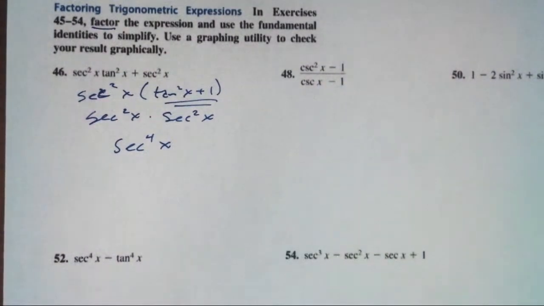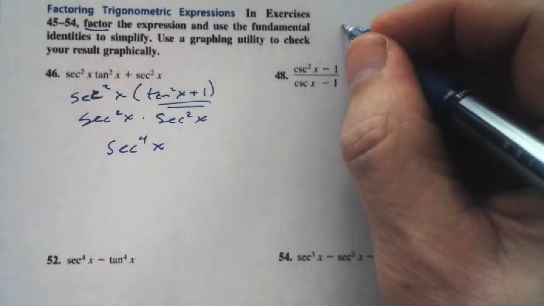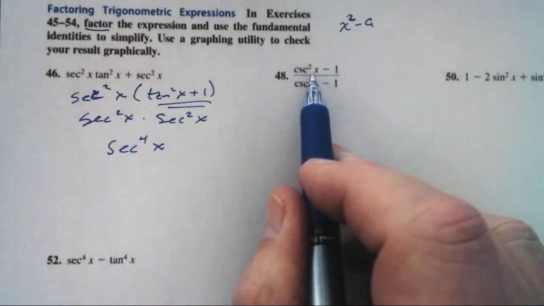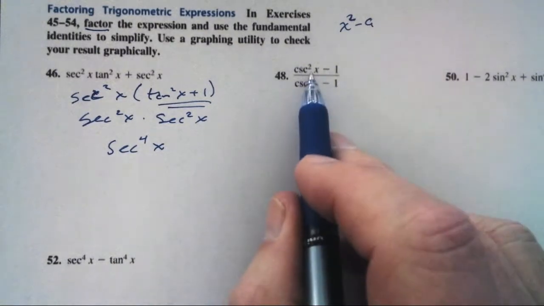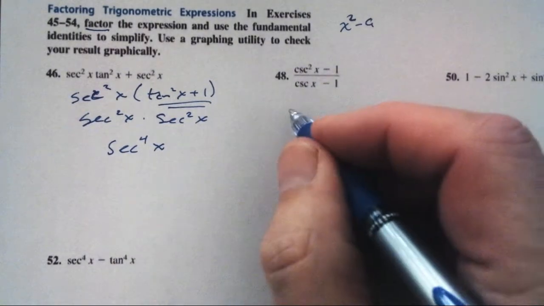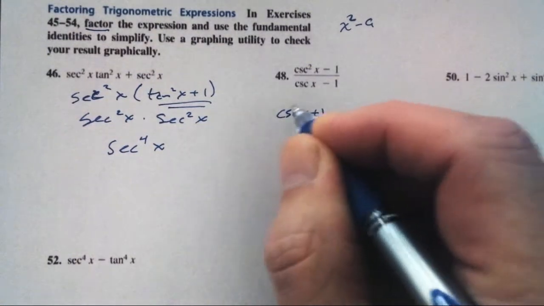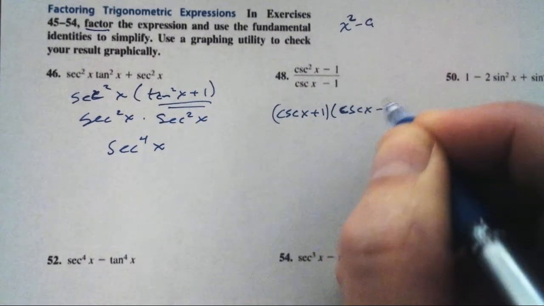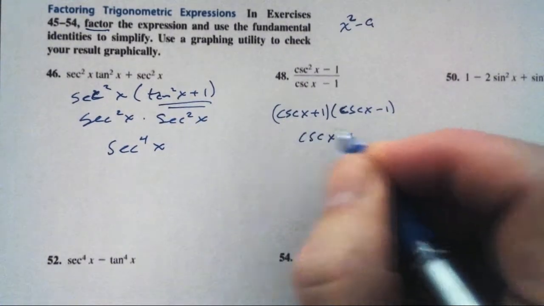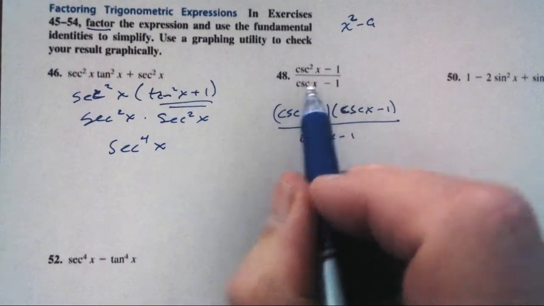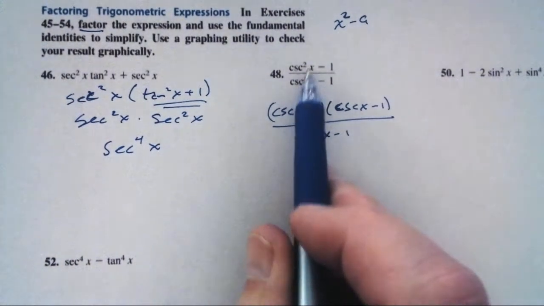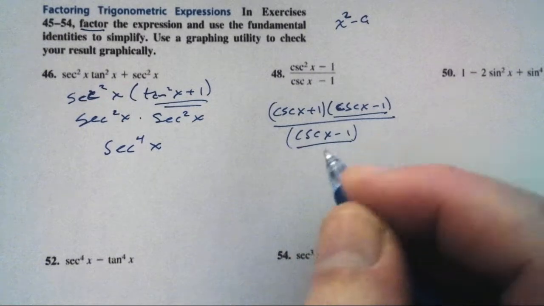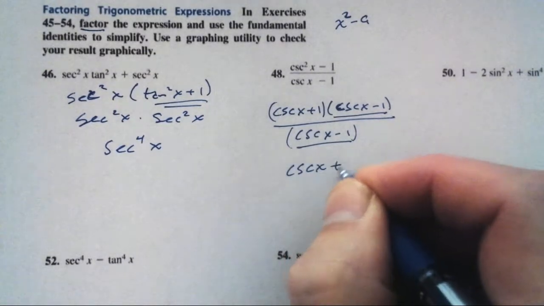48, factor. How the heck do we factor this thing? Well, I bet if it said x squared minus 9, you'd all know how to factor this. X plus 3, x minus 3. This is a perfect square minus a perfect square. So this is cosecant x plus 1 times cosecant x minus 1. And we couldn't reduce cosecants before, although somebody's going to try, I'm afraid, because they're terms. Now I've got a factor of cosecant x minus 1 and a factor of cosecant x minus 1, and we're left with cosecant x plus 1.